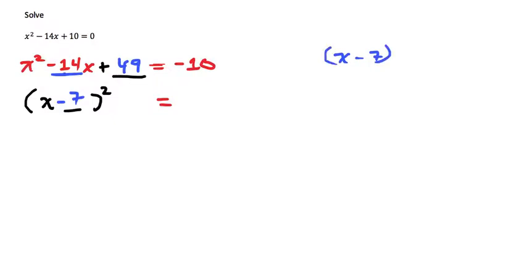X minus 7 squared is really equal to x minus 7 times x minus 7. Right? And multiplying all that out, you get x squared minus 7x times what's going on here. You get x squared minus 14x plus 49.